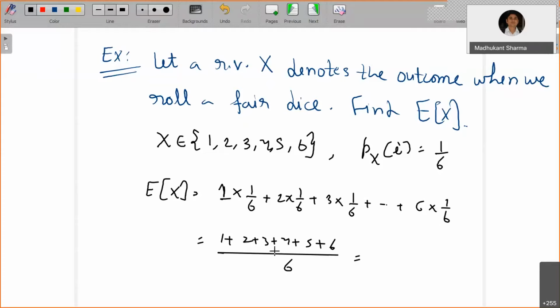So this is going to be 21/6. So it is going to be 7/2. So the expected value is going to be 3.5. So it may be either 3 or 4 in the long run. That's what it is predicting.